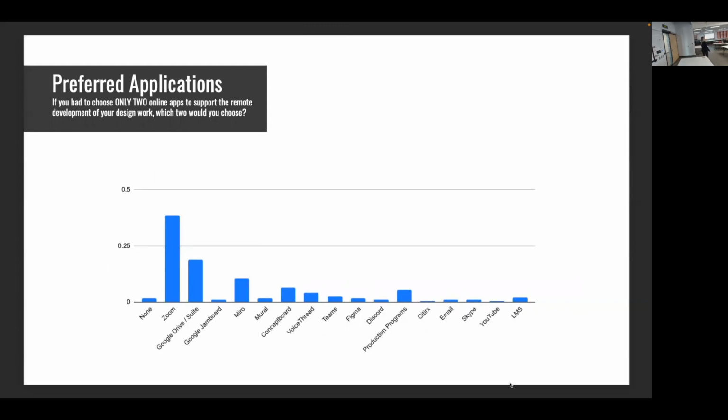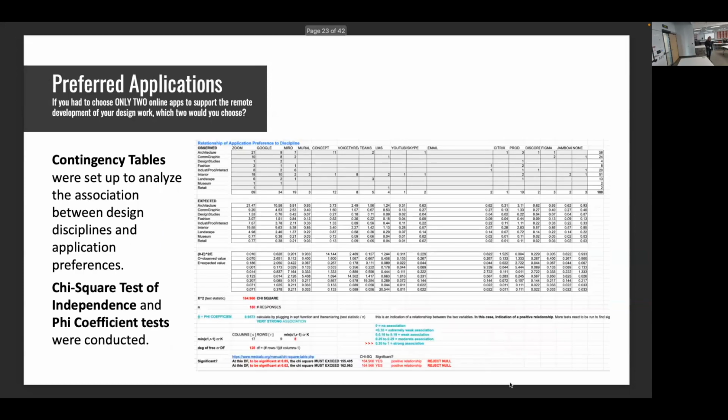Preferred attributes. When you're asked to pick two, this is, again, the latest data that I've collected on this. This is what it looks like. Zoom, obviously, in the lead. Then you have the Google Suite, and then you have Miro that pops up there. And then I had to get really nerded out.